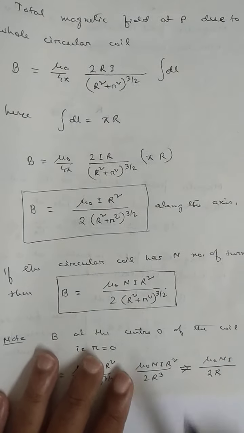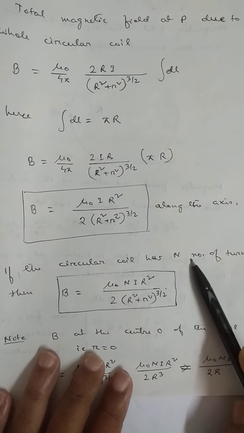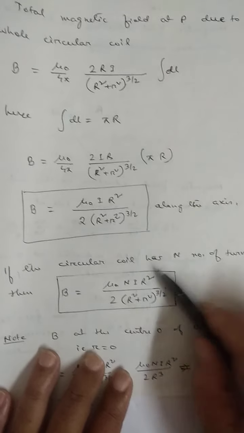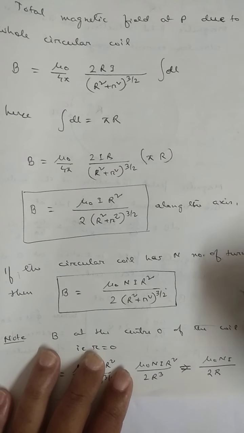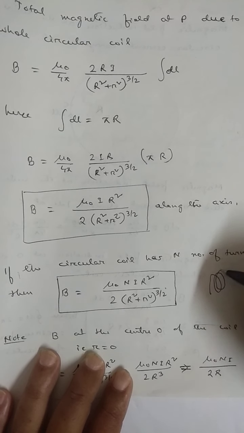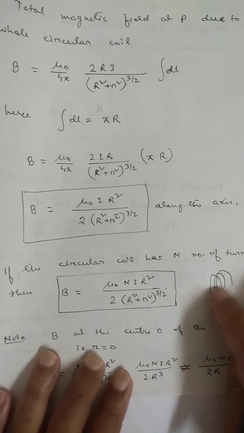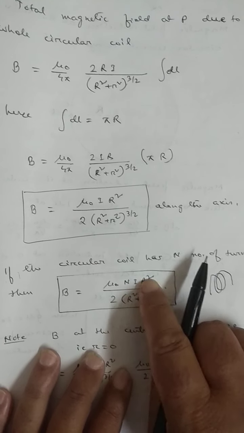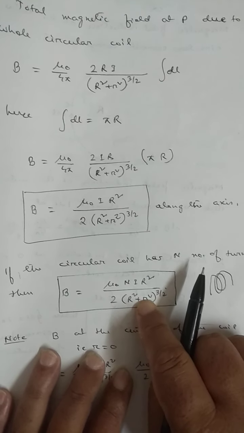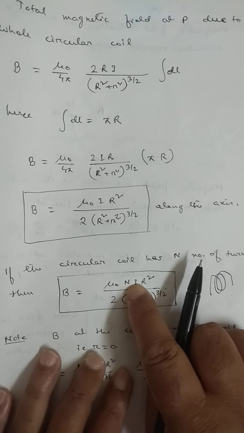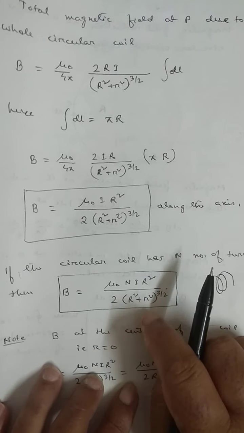Okay? Now, if the circular coil has n number of turns, that means like this. If the coil has n number of turns, then B is equal to mu 0 N I r square by twice capital R square plus small r square whole to the power 3 by 2. Whenever I write capital N, it always represents the total number of turns in the coil.